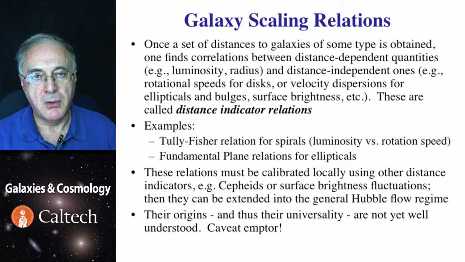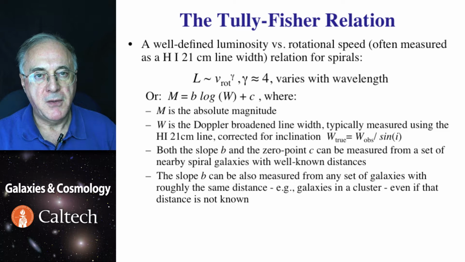Now, one thing to note here is that we have some idea where these relations come from, but their exact physical understanding or evolution are not yet well understood. So we have to beware. We're using a tool whose origins and the way it functions are not perfectly well understood. The Tully-Fisher relation for spirals is a very useful one. It connects the luminosity of a galaxy with its maximum rotational speed.